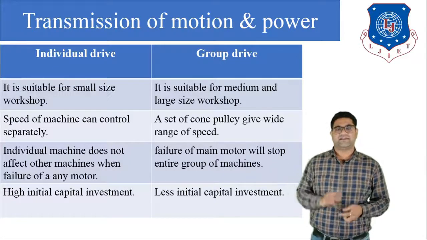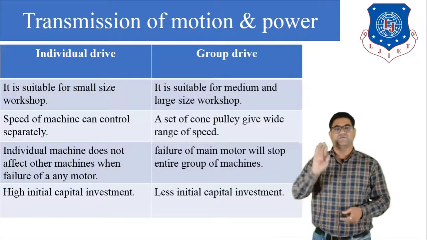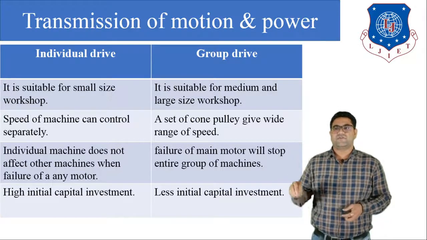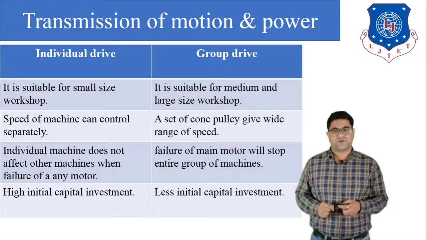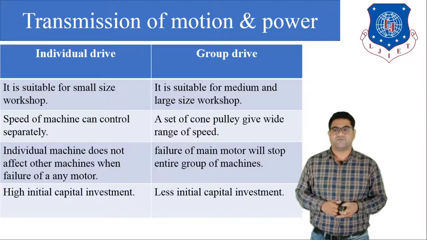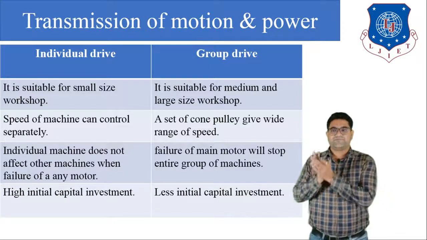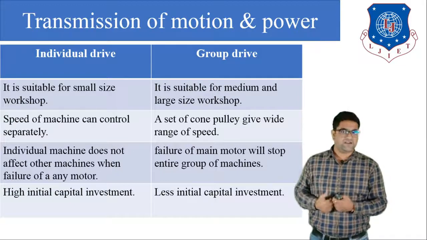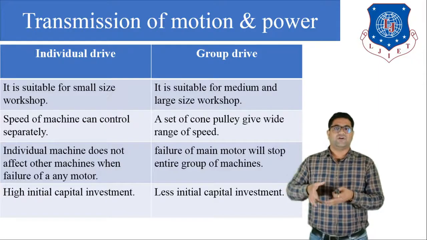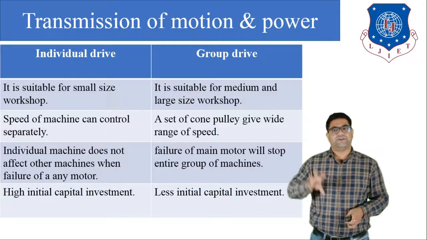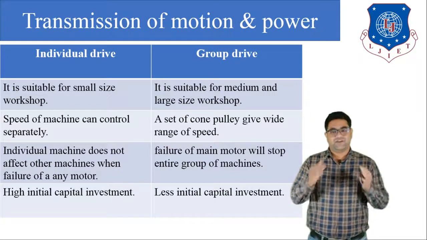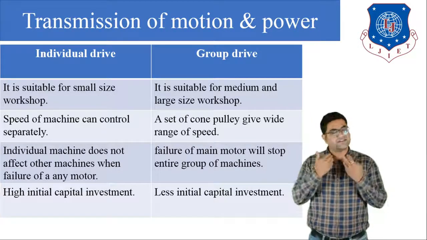So let us start the comparison between the individual drive and the group drive. Generally, the individual drive is used for a small size workshop, but group drives are suitable for a medium or large size workshop. Next, the speed of the machine can be controlled separately, because here we use a separate motor for each machine. So automatically we can control the speed of the individual machine. Here, in the group drive, we require a set of cone pulleys for speed reduction or to increase the speed.